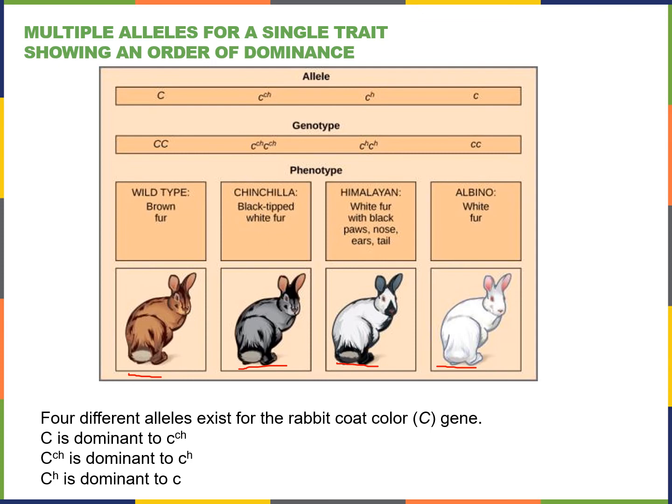So in cases of multiple alleles, dominance hierarchies can exist. In this case, the wild type allele is dominant over all the others. Chinchilla is incompletely dominant over Himalayan and albino, and Himalayan is dominant over albino. This hierarchy or allelic series was revealed by observing the phenotypes of each possible heterozygote offspring.